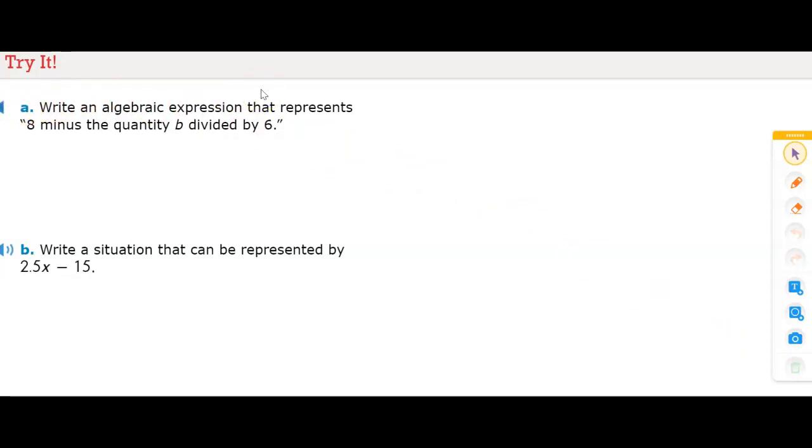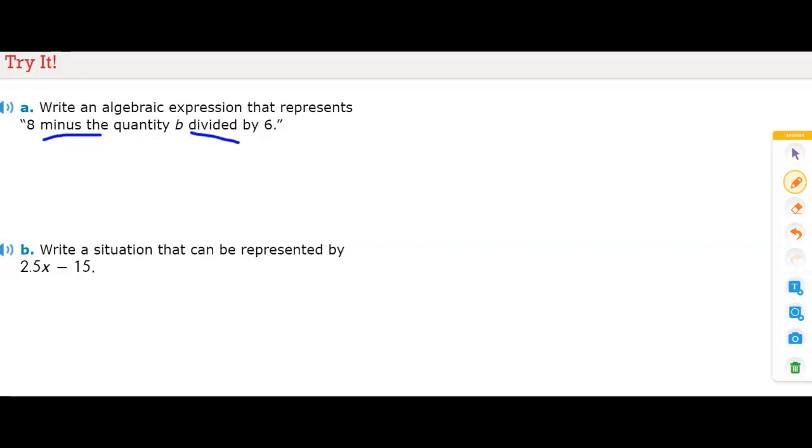Part A. Write an algebraic expression that represents 8 minus the quantity b divided by 6. Okay, so let's say 8 minus the quantity b divided by 6. There are multiple operations here, so first, let's identify those operations. First keyword is minus. The next would be divided. So we know that we have those two operations. So we have 8 minus the quantity of b divided by 6.